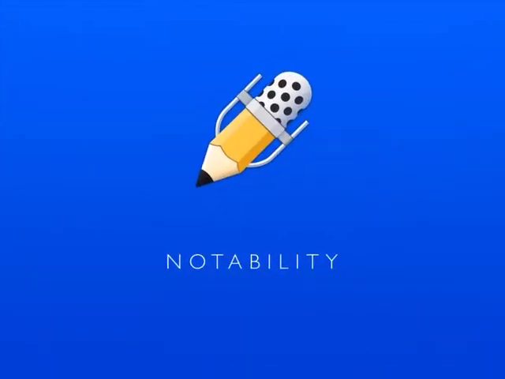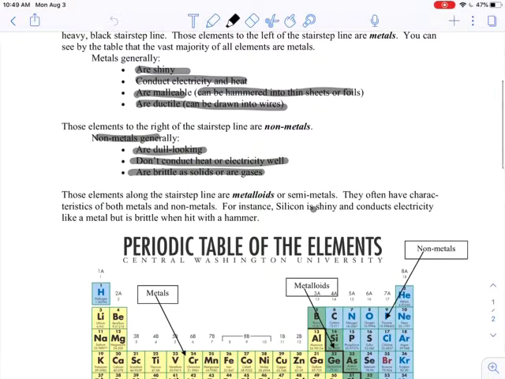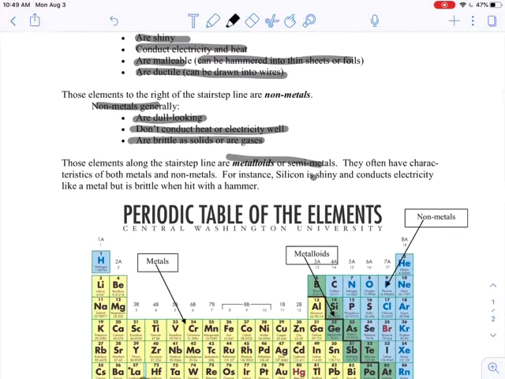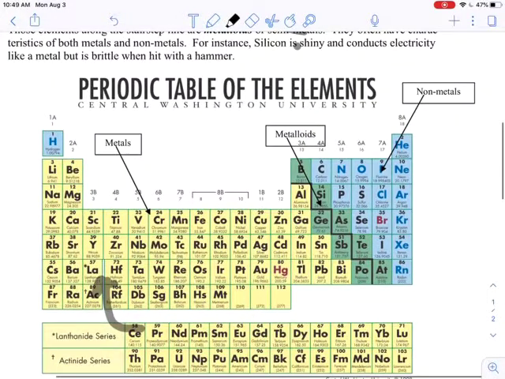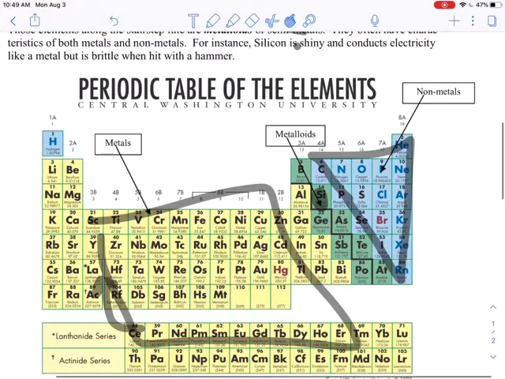So if it is a metal, it's going to have certain properties. If it's a non-metal, it's going to have the opposite properties. And if you are a metalloid here, or a semi-metal, you're going to have some properties of each. So silicon here, being a metalloid, has some properties that are like the metals over here, and some properties that are like the non-metals over here.